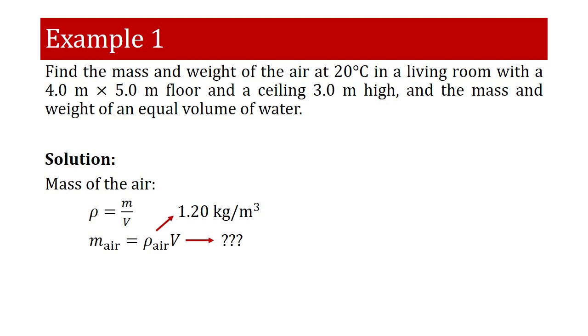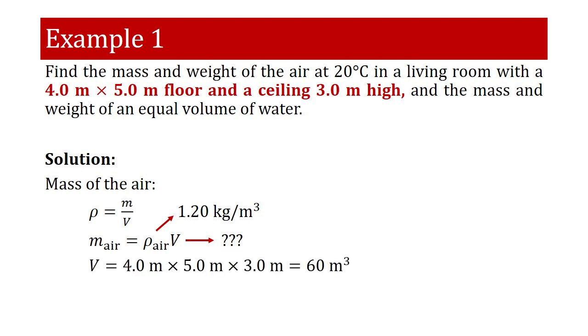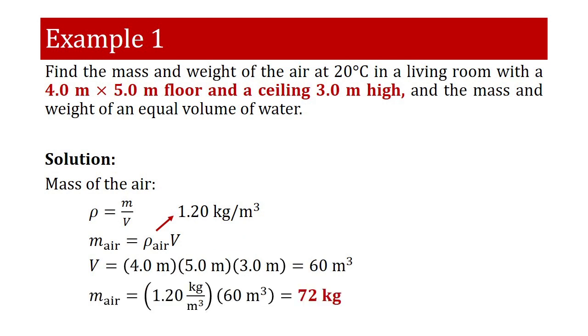But what we know sa problem is that we have a room with the dimensions of 4 by 5 by 3. So from this, we can calculate the volume of the air as 4 times 5 times 3 equals 60 cubic meters. So we use these values sa atong formula for the mass of the air. So we have 1.20 kilograms per cubic meter times 60 cubic meter, and that is equal to 72 kilograms. So that is the mass of the air sa room, 72 kilograms.